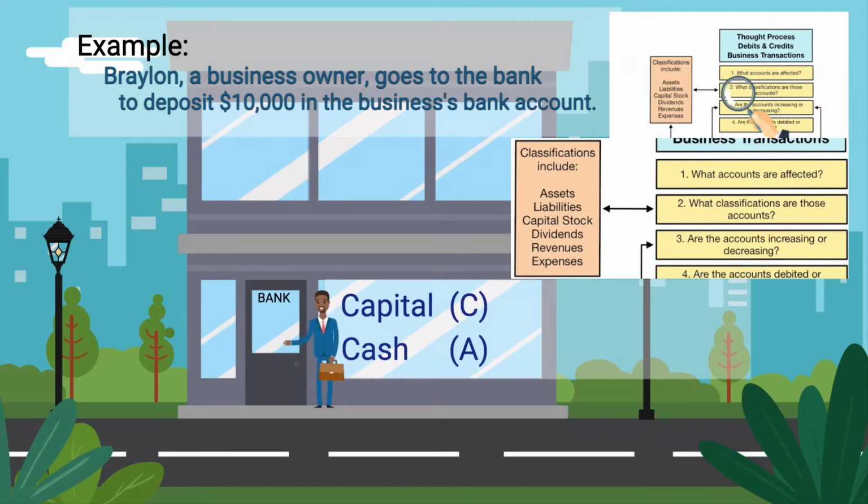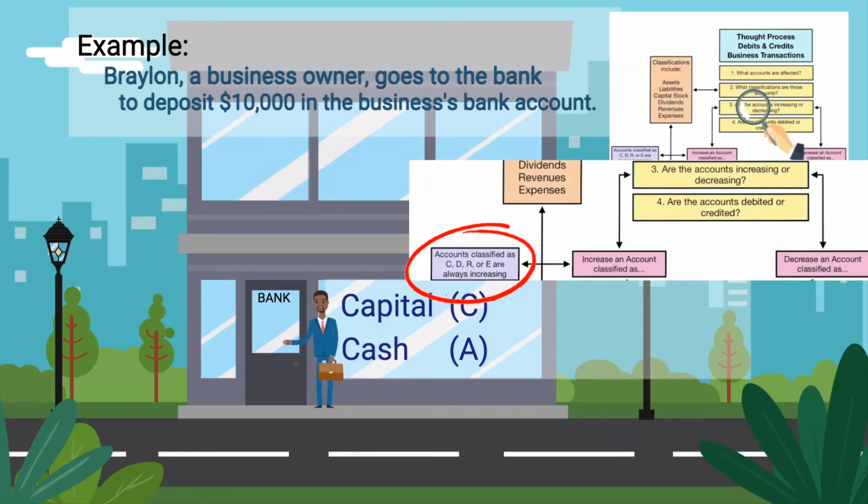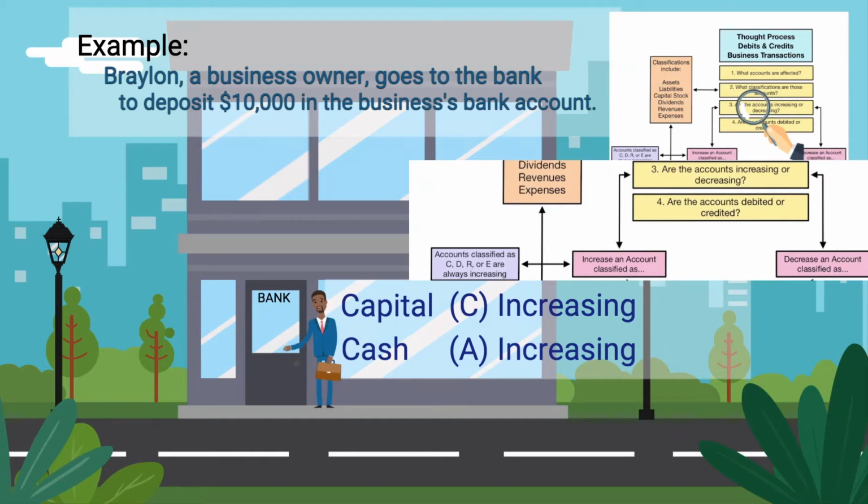In step 3, are the accounts increasing or decreasing? There's a rule that any account classified as capital, dividend, revenue, or expense is normally increasing, so capital is increasing. Cash is also increasing because the business's cash just increased with Braylon's deposit.